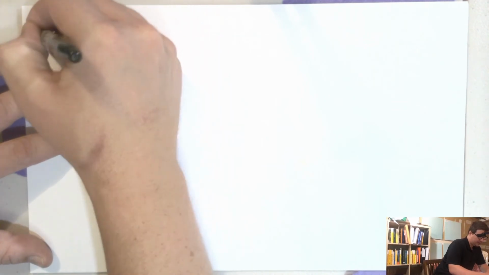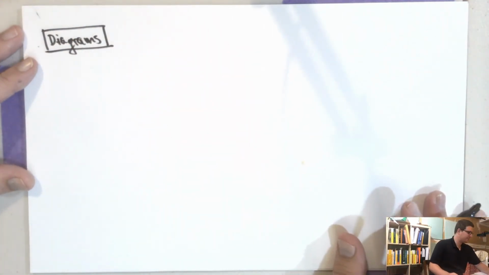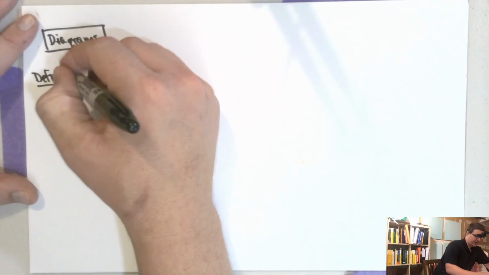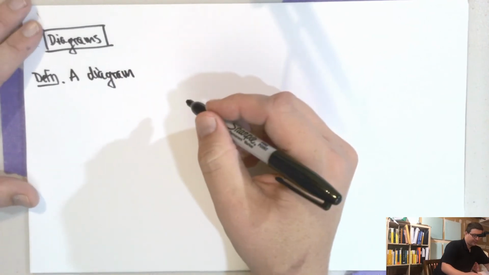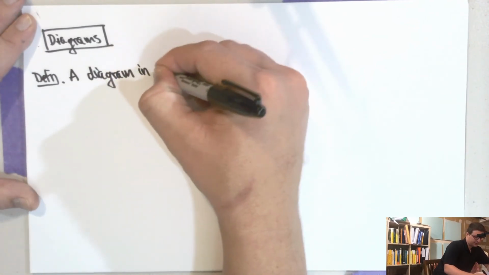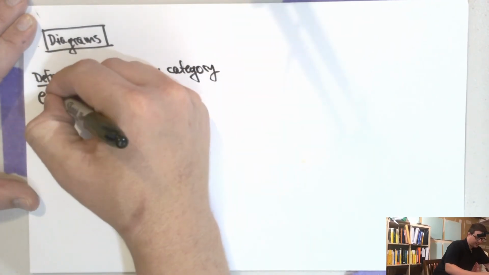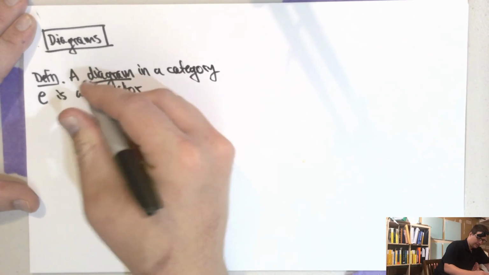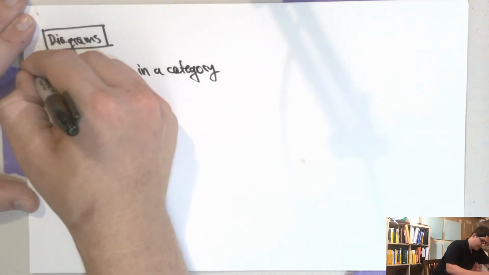So let's start with diagrams. This is not the most important video to be watching, by the way. I would read this. So a diagram in a category C is a functor D from I to C, period. That's it. That's all a diagram is.